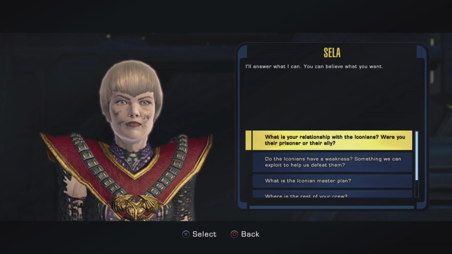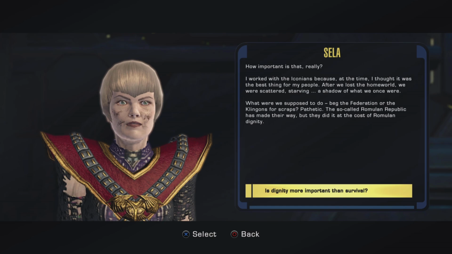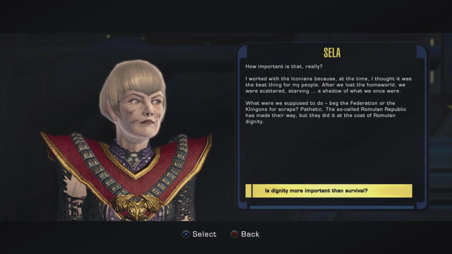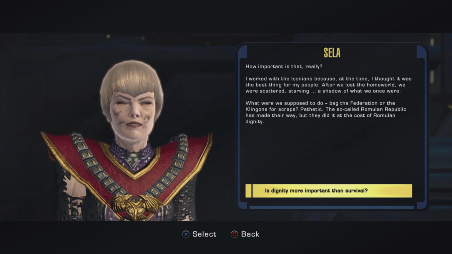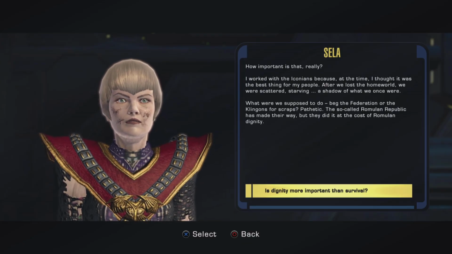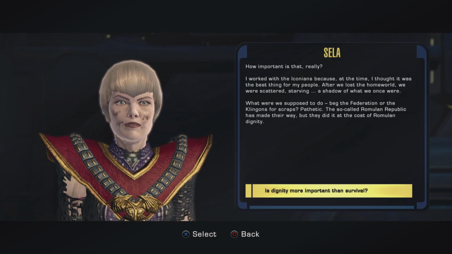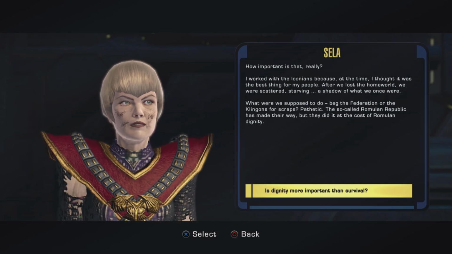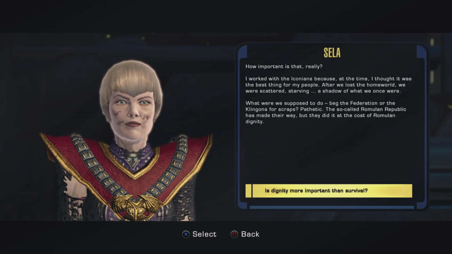You can believe what you want. How important is that, really? I worked with the Iconians because, at the time, I thought it was the best thing for my people. After we lost the homeworld, we were scattered, starving. A shadow of what we once were. What were we supposed to do, beg the Federation or the Klingons for scraps? Pathetic. The so-called Romulan Republic has made their way, but they did it at the cost of Romulan dignity.